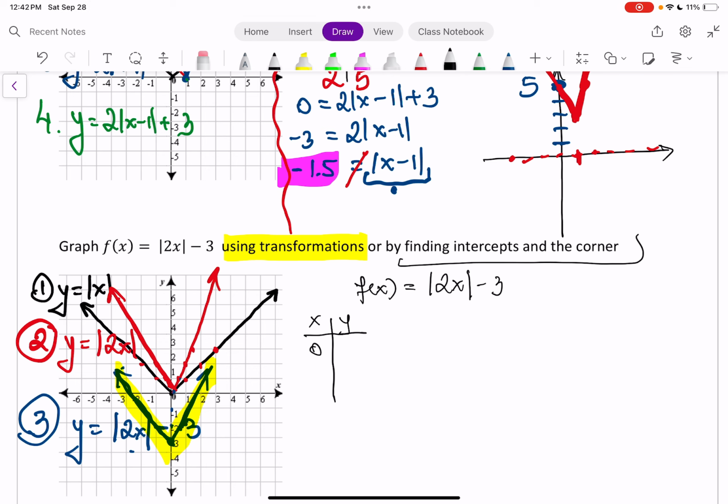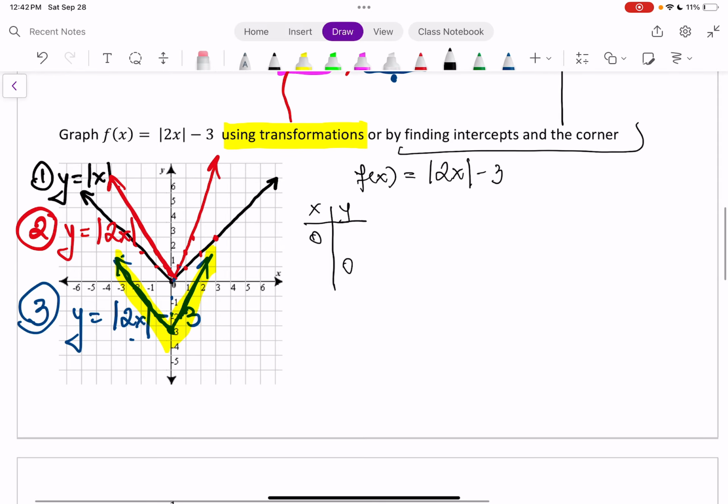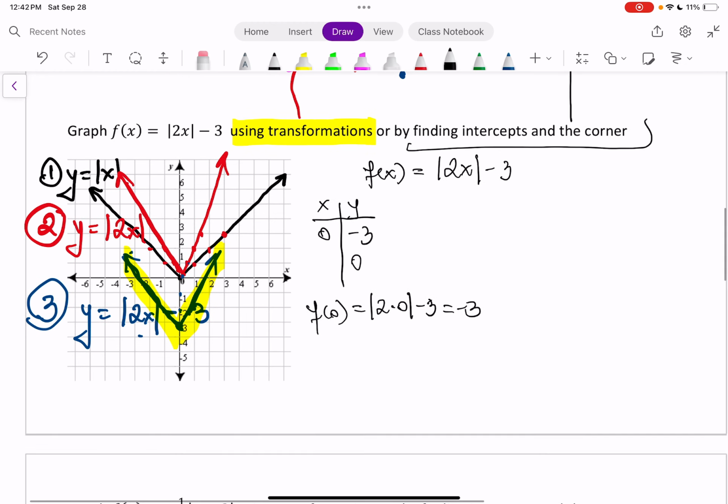Substitute 0 for x, find the y, then substitute 0 for y and find the x. See how we're doing. So if I plug in a 0 for x, I'm going to get 2 times 0, 0, absolute value of 0 minus 3 is a negative 3. If I plug in a 0 for y, that simply means f of x equals 0, right? So, or y equals 0.